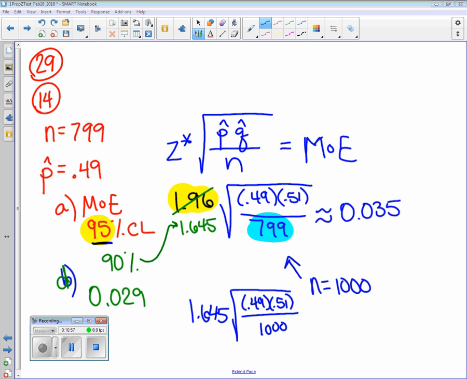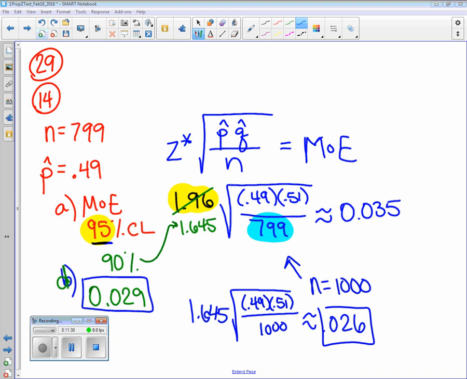So if you did this, you got about 0.026 approximately. Is that right? Okay. So what happened to the margin of error? It was 0.029. I increased my sample size, and what happened to my margin of error? It went down. Why does that make sense? When I divide by a larger number, don't I get a smaller number at the end? So as I am increasing my sample size, my margin of error should also decrease.